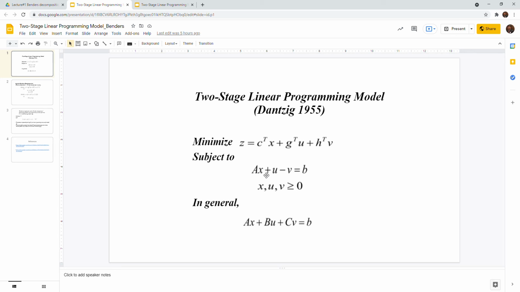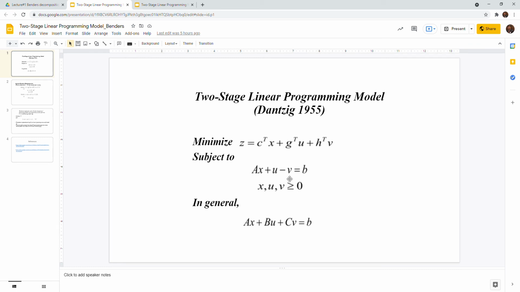Once you make decision X, in some alternative you might get A times X equal to B, but since X is constant for all alternatives, in other alternatives A times X might not be equal to B. It's either greater or less.